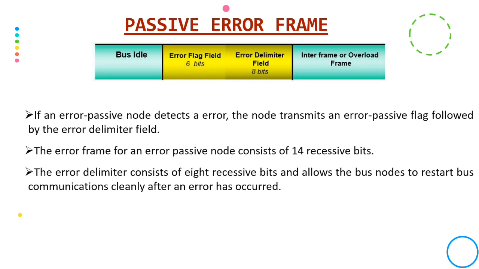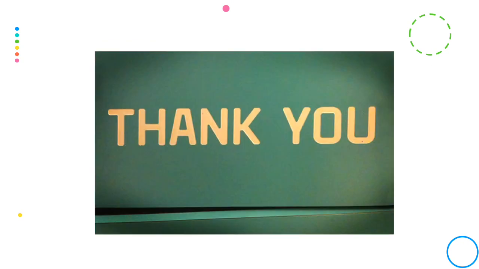Next is the passive error frame. Whenever a passive error node detects this type of error, the node transmits an error passive flag followed by an error delimiter flag. Here the error passive flag is basically 6 recessive bits. Hence the error frame in the passive error frame will have 14 consecutive recessive bits. The error delimiter consists of 8 recessive bits and allows the bus node to restart the bus communication cleanly after the error has occurred. I hope this was useful.